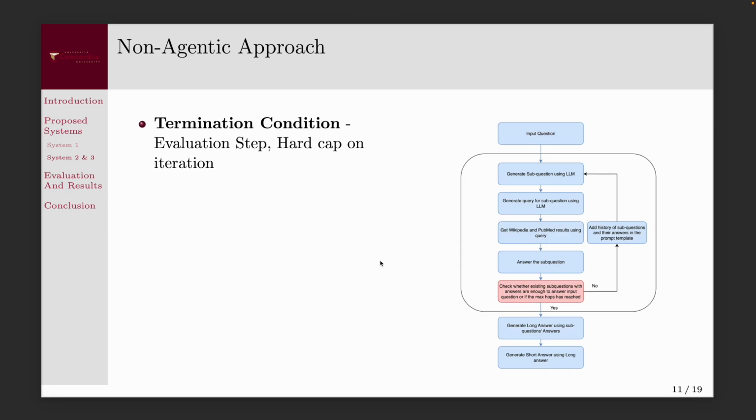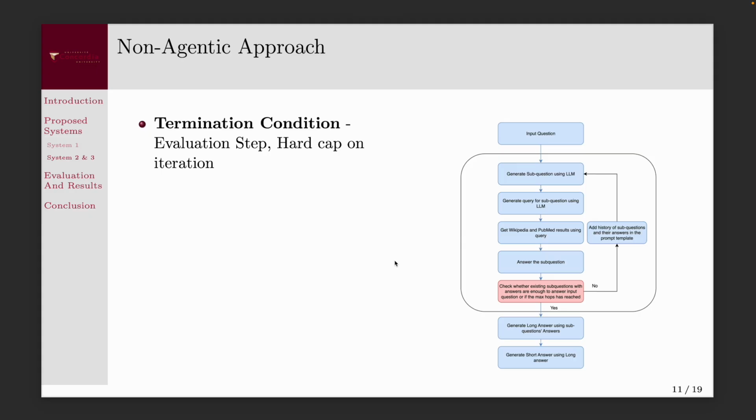Coming to the termination condition, we have a termination condition at the beginning of the loop, where we have a cap on iterations, that is, we do not generate more than 3 sub-questions. This is similar to the agentic approach, where we cap the subquery calls to 3 in system 1. So we did the same thing over here, and we also have an evaluation step additionally to make it more efficient, since not every question needs breaking down multiple times.